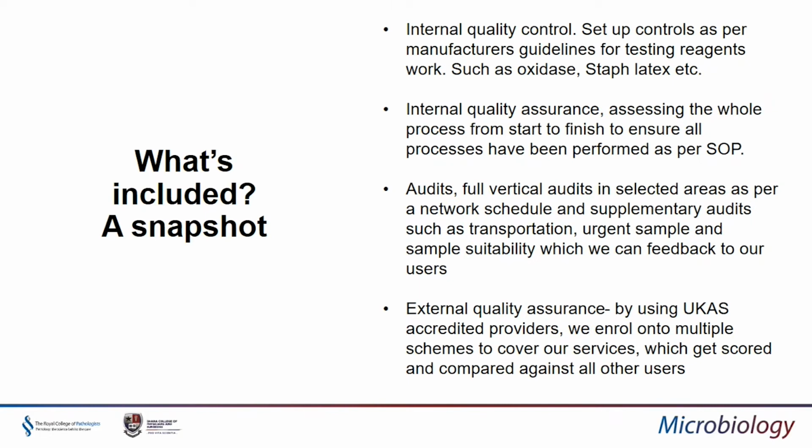So what's included in quality assurance? We have internal quality control. We set up controls as per manufacturer's guidelines for testing different reagents work. Such as oxidase for Pseudomonas species, staph latex to indicate if you've got a Staph aureus or a coagulase negative staph. Internal quality assurance, so we'll assess the whole process from start to finish to ensure all processes have been performed as per our standard operating procedures, also known as SOPs.